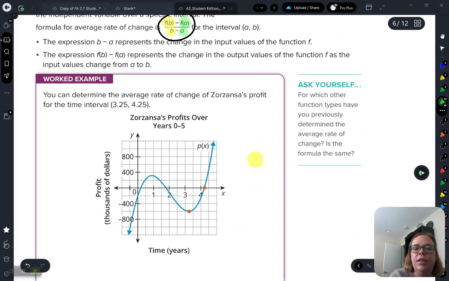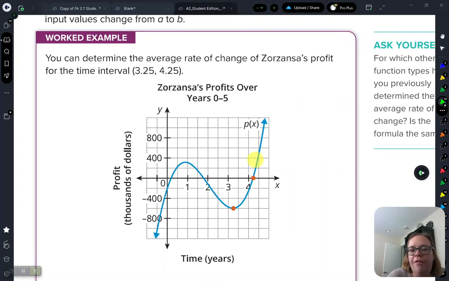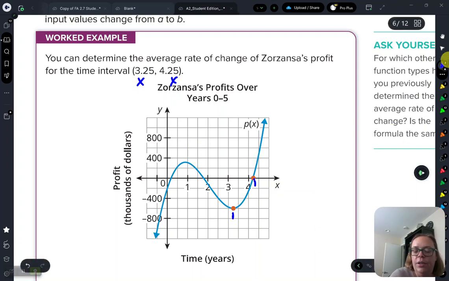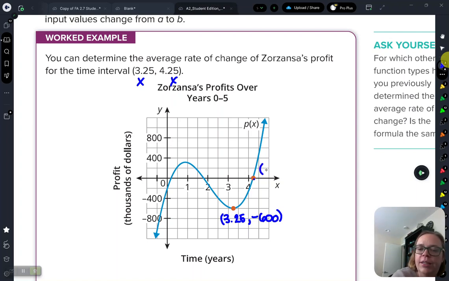So let's take a look at this example. You can determine the average rate of change of Zoranza's profit for the time interval 3.25 to 4.25. So this is an interval between this x and this x. So that's here and here, right? Okay, so we need to know what those points are. This is the point 3.25 comma, that looks to be about negative 600 on the y. And this point is the point 4.25 comma 0. They broke even.